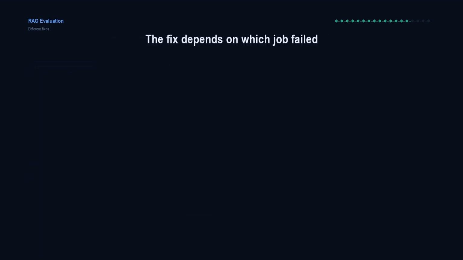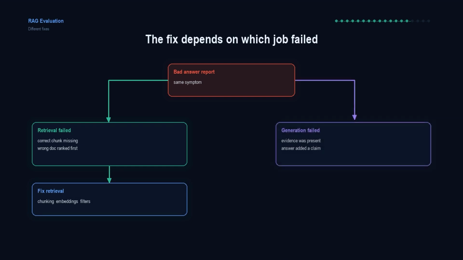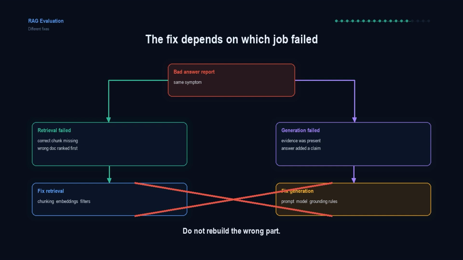This separation matters because the fixes are completely different. If retrieval is broken, you fix your chunking, your embeddings, or your filters. If generation is broken, you fix your prompt or your model. Conflating the two means you might rebuild your entire vector database to fix a problem that was actually in the prompt all along.